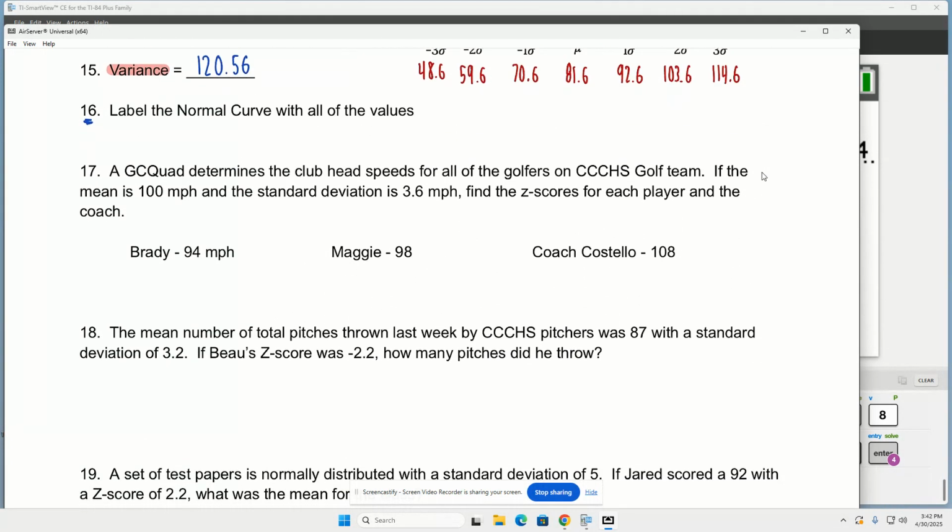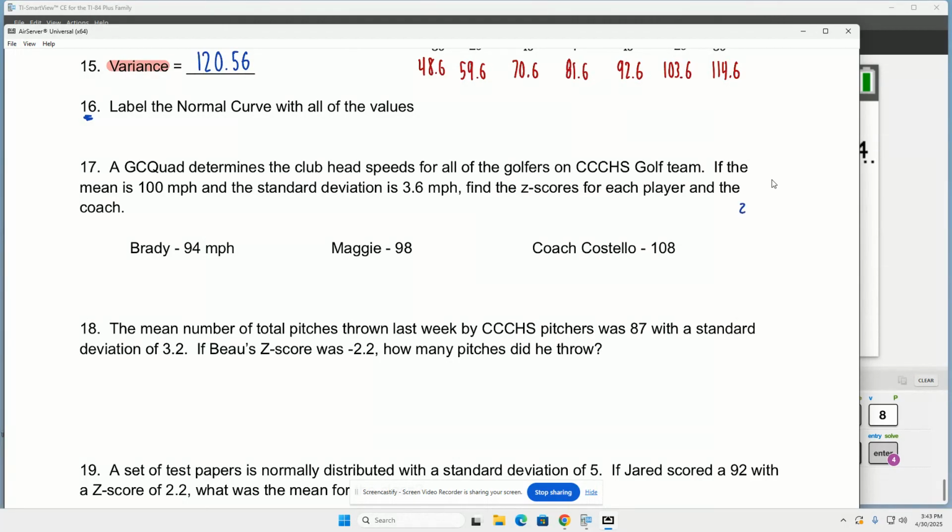A GC quad determines the club head speeds for all the golfers on CCHS golf team. If the mean is 100 and the standard deviation is 3.6, find the z-scores for each of the players. So let me remind you guys of z-scores. Remember, the formula for z-scores is you take the x, you subtract the mean, and you divide by the standard deviation. So we have to basically look at what we've been given and plug in all these values.